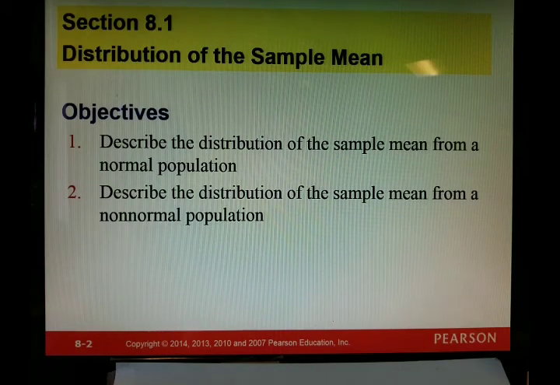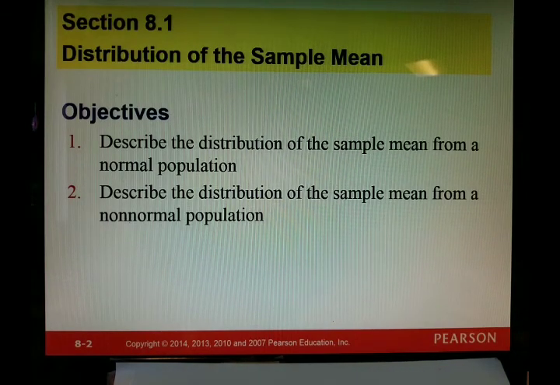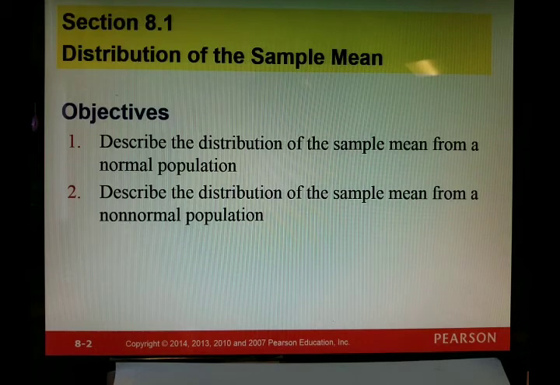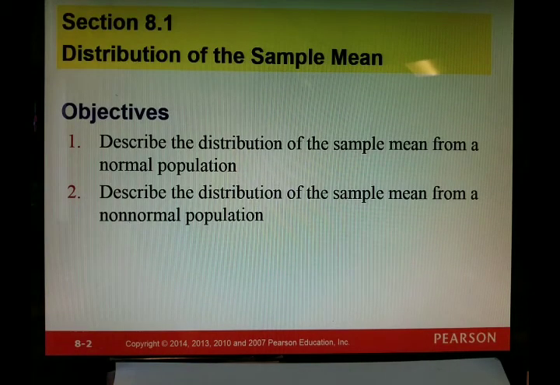Okay, Statistics, Chapter 8, Section 1, the distribution of the sample mean. What this lesson is going to be predominantly about is that if you take a sample, and if the population is already normal, you're going to take that sample and take the average of it and record that data number. Then you're going to take another sample and record its average, and another sample and record its average. And then you'll run statistical analysis on those sample means.